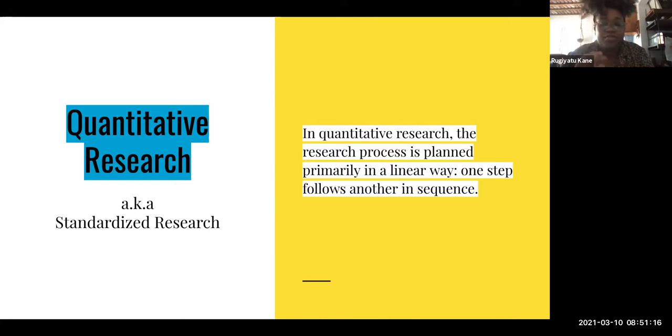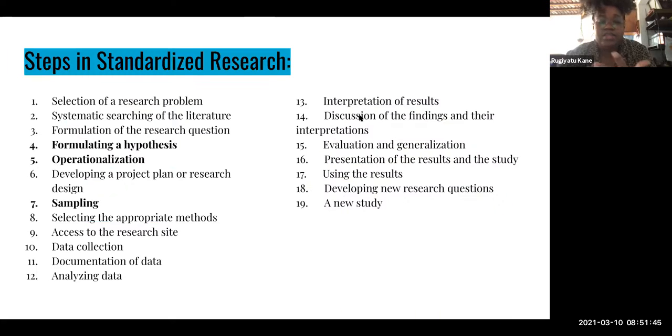So quantitative research, which is not the same as quantitative methods, is a process that is planned, and it typically follows a linear route. So there's one step after another. This is also known as standardized research. So quantitative research is pretty standardized, and you're following one step after another. And these are the steps in standardized research. Some of these are highlighted, are bolded, so that you can see what really stands out.